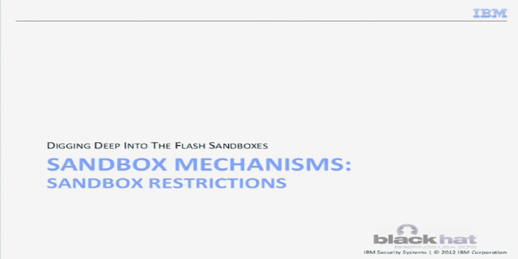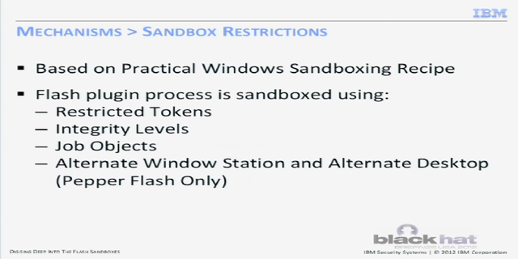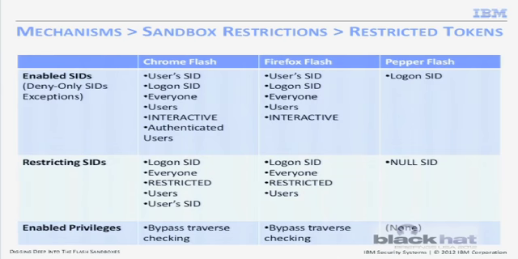We'll now talk about sandbox restrictions. These are the mechanisms used to restrict the capabilities of the sandboxed Flash process. It uses four Windows mechanisms for the restrictions: restricted tokens, integrity levels, job objects, and alternate window station and alternate desktop. For the restricted tokens, as you can see, Flash has no enabled privileges. And if you look at the combination of deny-only SIDs and restricting SIDs, Flash has the most restrictive, and it is very difficult to find a resource that this restricted token can access.